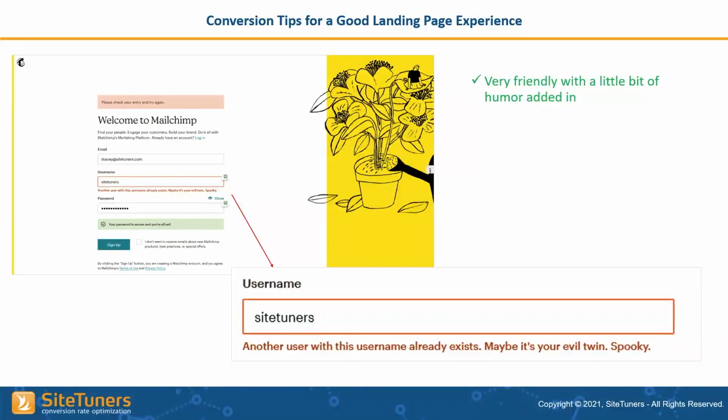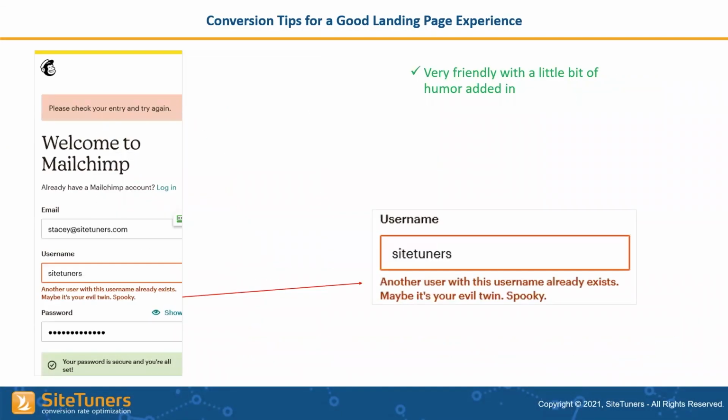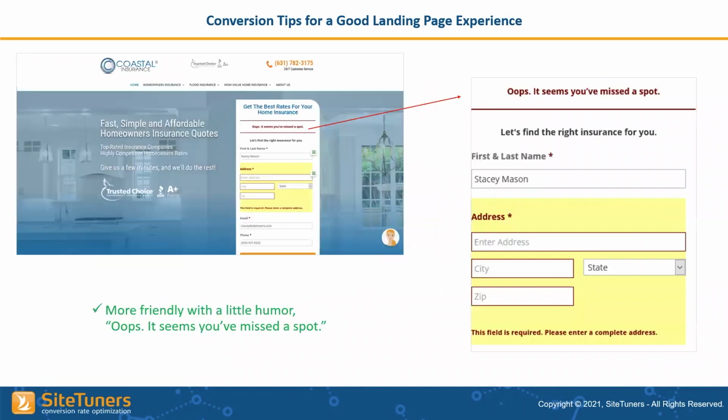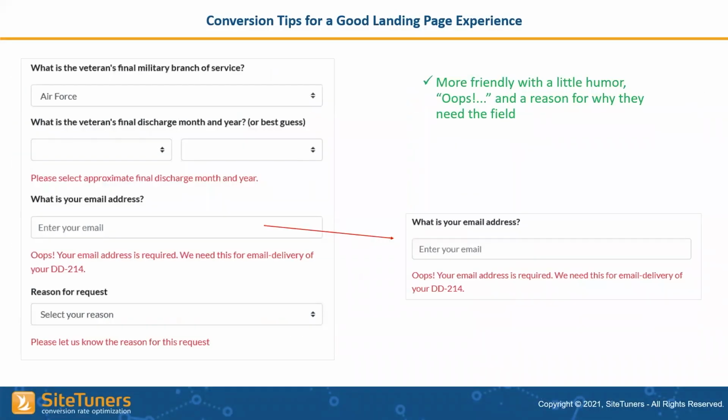So having said that, all right. And they show you the same thing on mobile. So they're consistent. All right. But having said that, here we've got these fields are required. So it turns red. Sometimes your plugins don't let you do everything you want to do. But look at this. Oops, it seems you've missed a spot, right? So that's friendlier. It's softening the blow from the required field, all right? So a little bit of humor, a little friendlier, although I love the evil spooky twin thing. But if you can change your error messages, that's great.